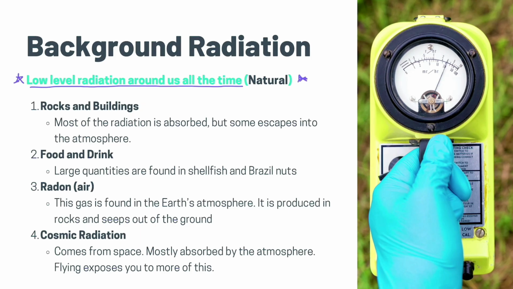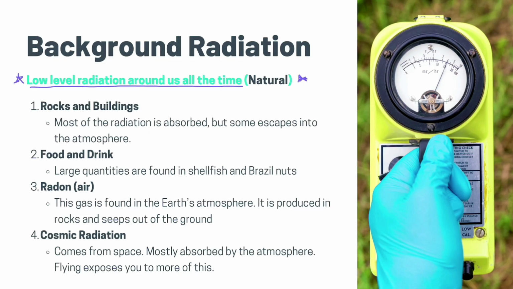If you have a really high diet of shellfish and Brazil nuts, they're highly radioactive, and that will increase your exposure to background radiation. Radon. Radon is a gas that's found in the Earth's atmosphere, and it's produced in the rocks, and it seeps out of the ground. Depending on where you live depends on how much radon is in your air.